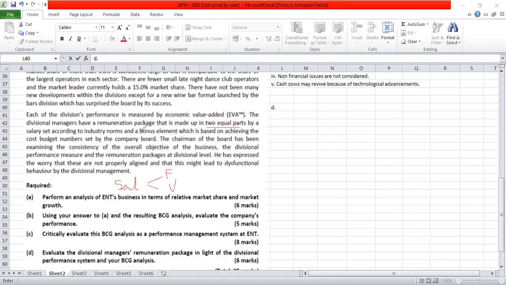The bonus element is based on achieving the cost budget numbers set by the board. So if they achieve the cost budget or cost standards are met, they are able to economize on the cost. See, cost budget comparison will always talk about saving on the cost, cutting down on the cost. If they are able to do that, then they are evaluated as showing good performance. Then only bonus can be earned.